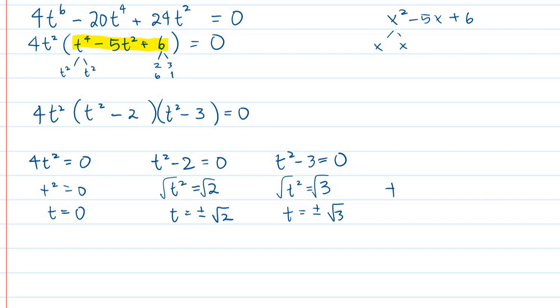So this solution set now contains actually 5 different solutions. So we've got 0, plus or minus the square root of 2, and plus or minus the square root of 3. And those are all of the solutions for this equation. That's how you use the zero product property to solve.